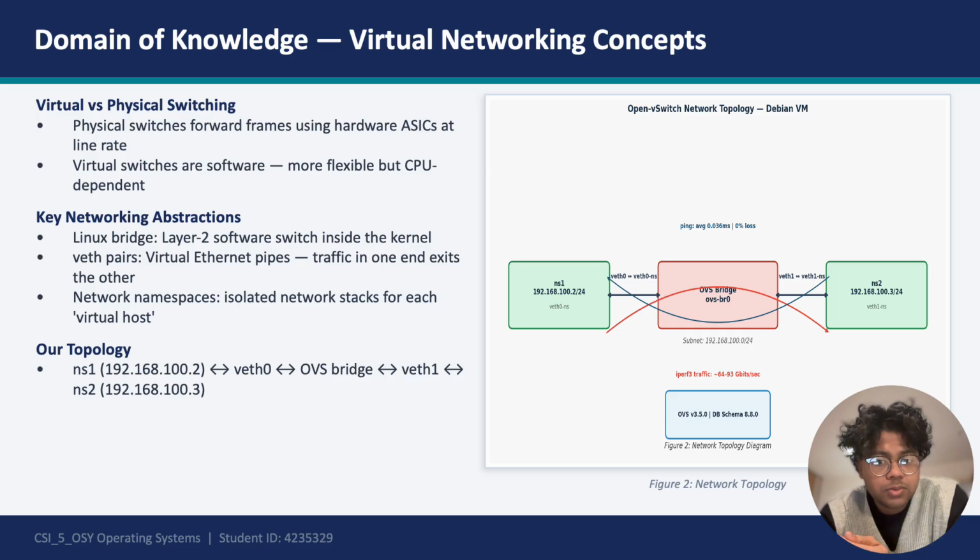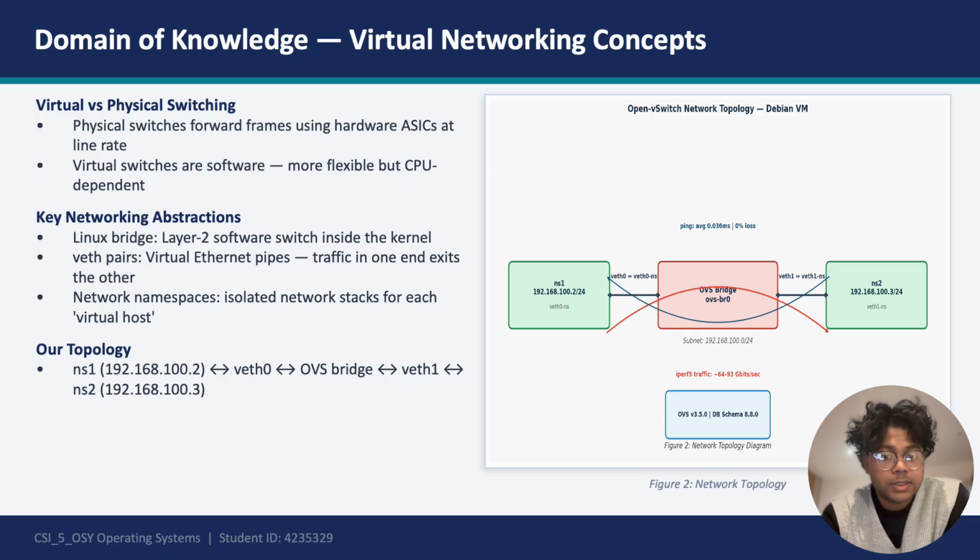The key abstractions we used in this project are Linux network namespaces, which give each virtual host a completely isolated network state, its own routing table, interfaces, and firewall rules. Virtual Ethernet pairs, or veth pairs, work like a pipe. Traffic entering one end comes out the other. And the OVS bridge is the virtual switch connecting everything together. The topology diagram on the right shows exactly how this is wired.